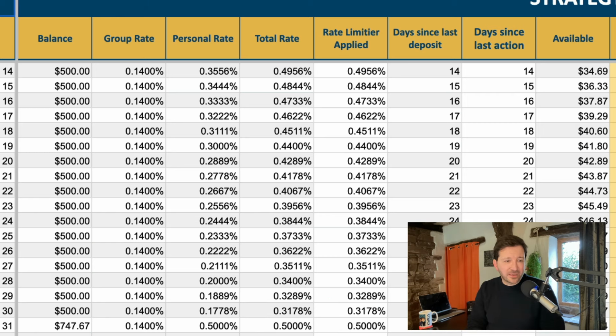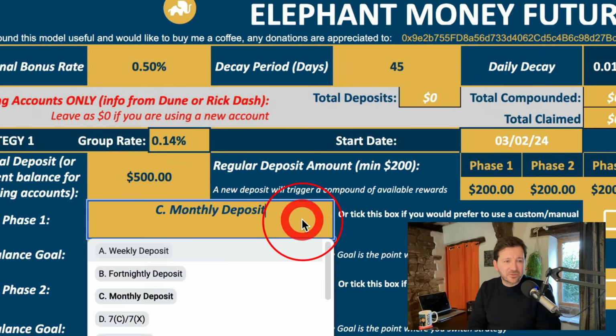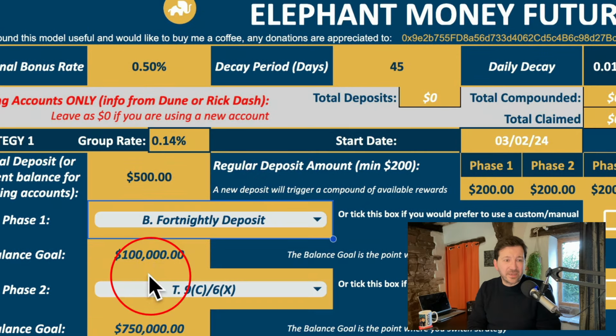Let's go back to the calculator here. All I'm going to do is change the monthly deposit to fortnightly. That's literally it. So now I'm putting in $200 every fortnight. So obviously $400 a month. Let's look at how that changes the strategy.